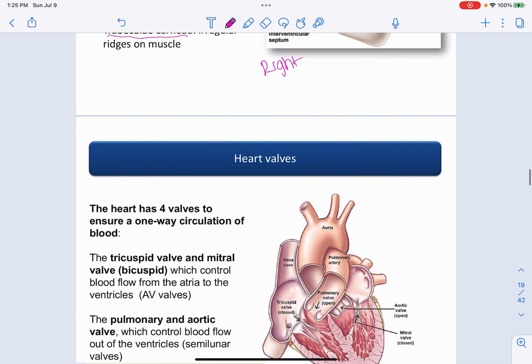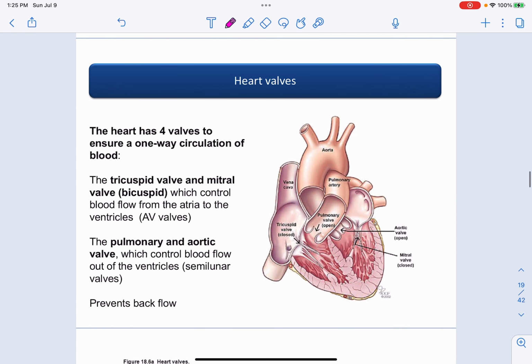All right, let's take a closer look at these valves. So again, I had mentioned that there are 4 valves, and this is to ensure that blood is always flowing in a one-way direction. We never want blood to flow in a backwards direction, or this would be called regurgitation of blood. And that would actually create a heart murmur.